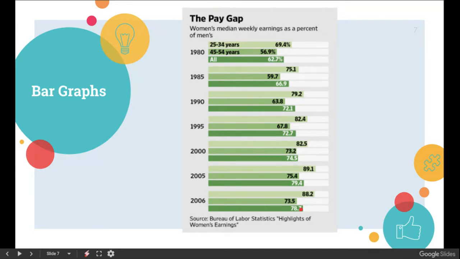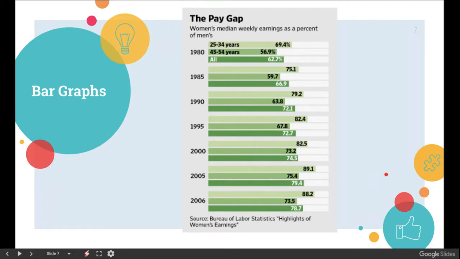So that's a pattern. And I want to start thinking about, what does that pattern mean? What kind of conclusions could I draw? So I could draw the conclusions that this information is because many women leave the workforce in order to take care of children, but I don't know that for sure. That's kind of making an assumption.